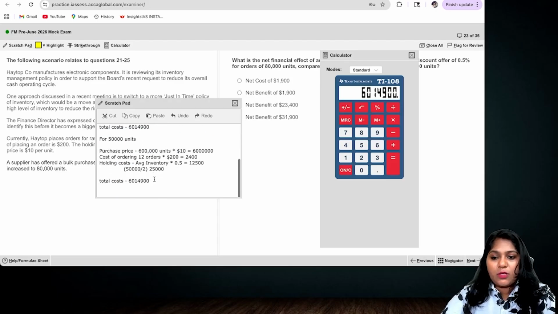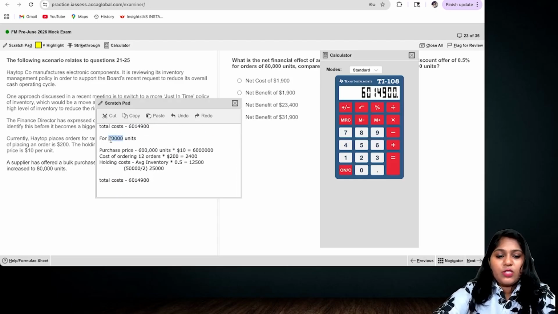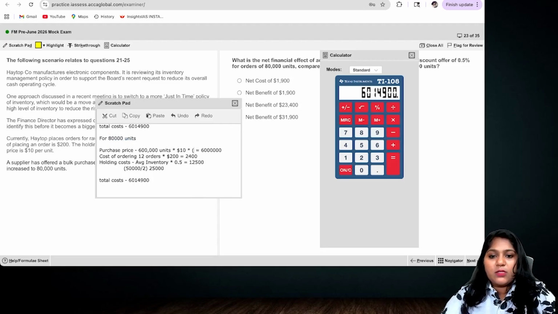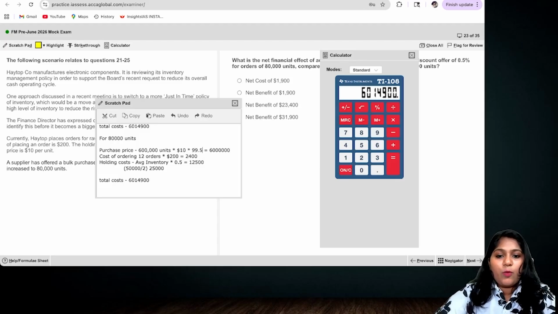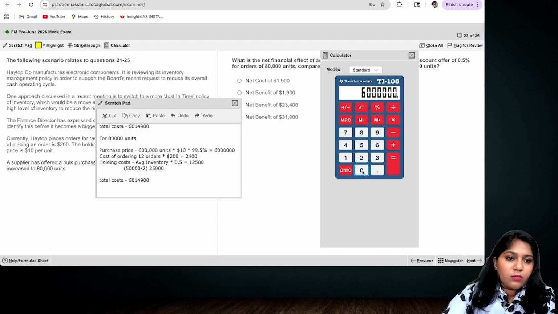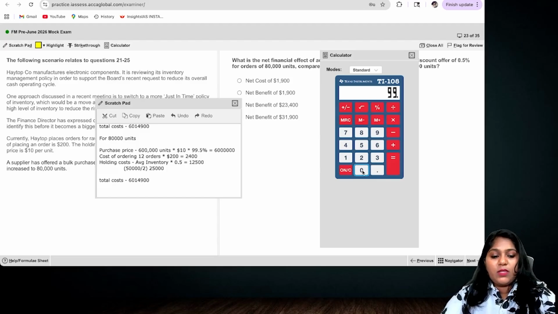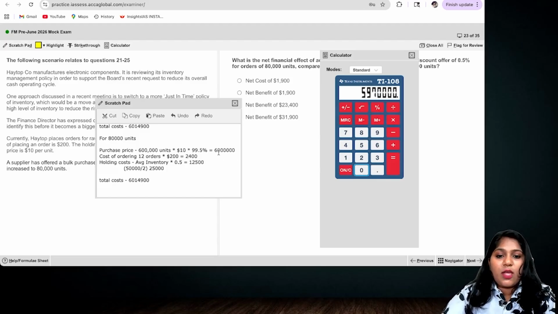So for 80,000 units, first, what is the purchase price, guys? The purchase price will be $10, but I am expected to get a discount of 0.5%. So I will be only paying 99.5% of this. So which will typically give me a cost of how much? $600,000 multiplied with 6 million multiplied with 99.5%. So I will end up spending only $5,970,000 on this.